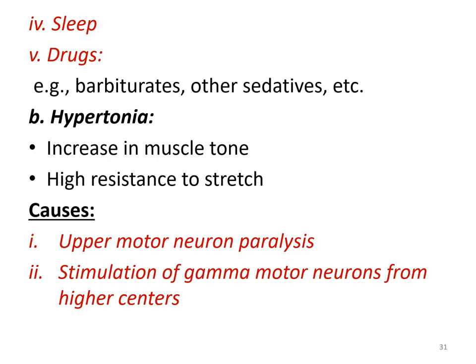Another abnormality of tone is hypertonia. Hypertonia means increase in muscle tone. Here there is high resistance to stretch, and there is increase in the gamma efferent discharge, leading to hyperactive stretch reflex. The causes can be upper motor neuron paralysis, or stimulation of gamma motor neurons from higher centers, that is, excessive activity of the facilitatory reticular formation.